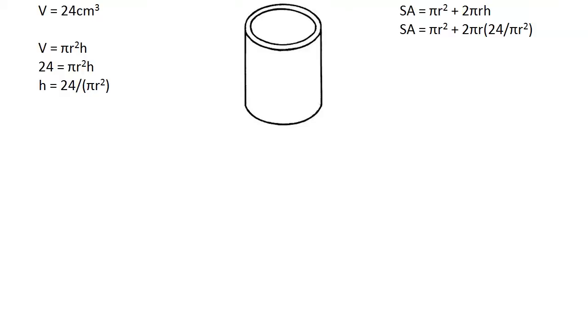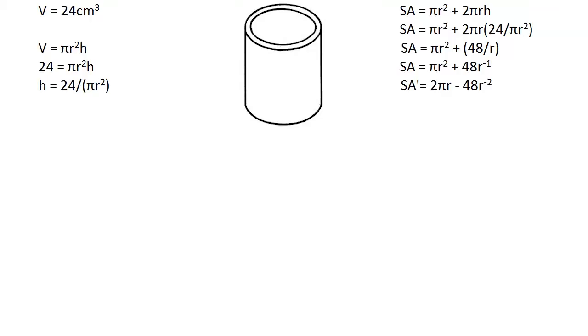and so in combining the 2 pi r and the 24 divided by pi r squared, we can think of it as 2 pi r over 1. So the pi and one of the r's will cancel out with each other, and the 2 will multiply by 24. So you get 48 over r. And then we can rewrite 48 over r as 48r to the negative first, just to make the product rule a little easier.